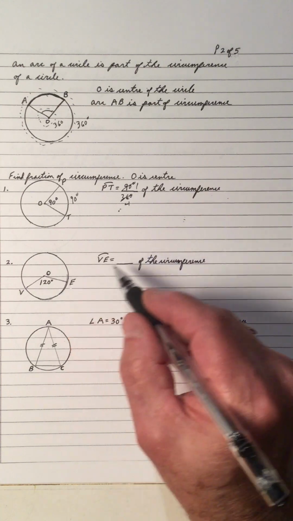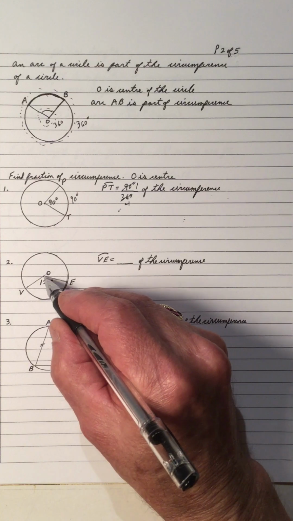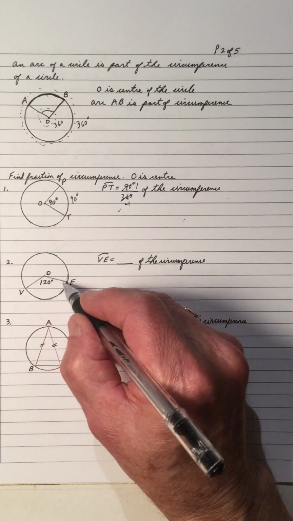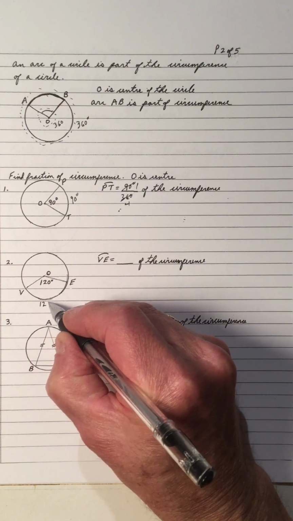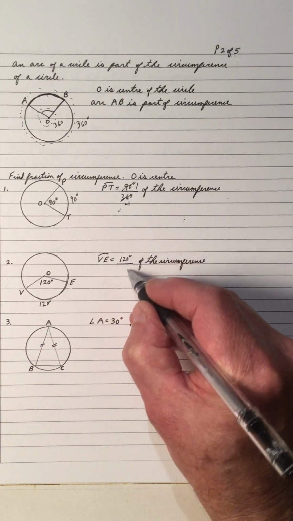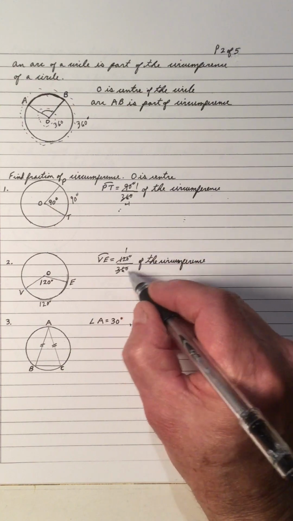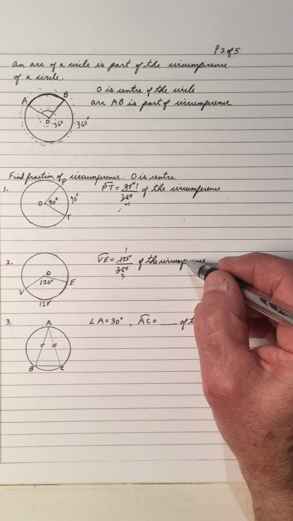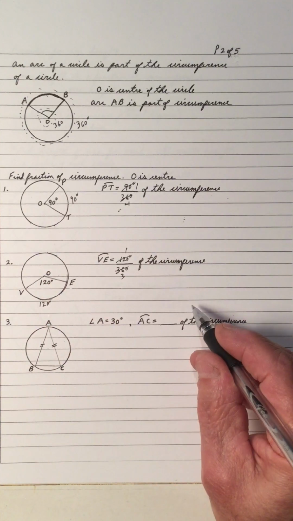Number two, again, we want to do the arc VE. And the central angle VOE is a central angle because it's made up of two radii. So the 120 degree central angle means the arc is 120. So the arc is 120 out of 360. So that's once, and that's 3 times. So the arc VE is 1/3 of the circumference. That's the fraction of the total distance around.